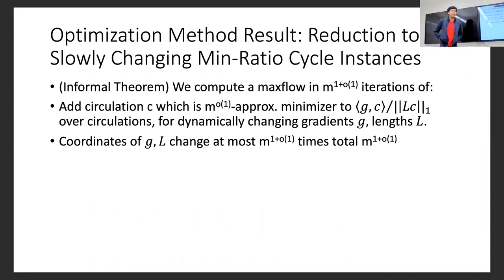Okay. Cool. So in light of that discussion, let me present the main outer loop theorem. The main outer loop theorem is that we can compute a max flow or a min cost flow in m to the 1 plus little o of 1 iterations, where each iteration is the following. We add a circulation c to our current flow that we're maintaining, which is an almost constant approximation to being a minimizer of g dot c over the L c one norm. This is a minimum ratio cycle problem optimized over circulations. The gradient g and the lengths L will dynamically change over the algorithm. Additionally, the coordinates of g and L, those two vectors, will change at most m to the 1 plus little o of 1 times during the whole course of the algorithm.